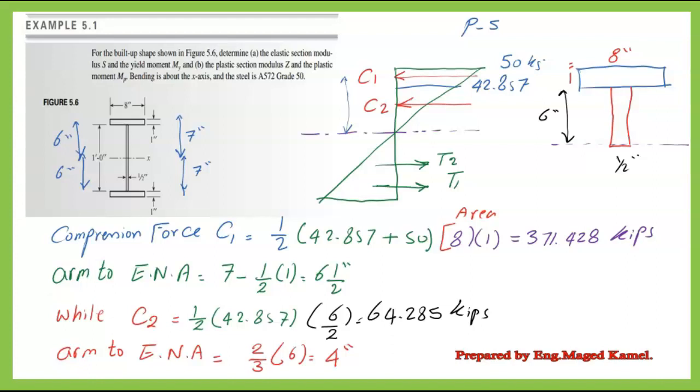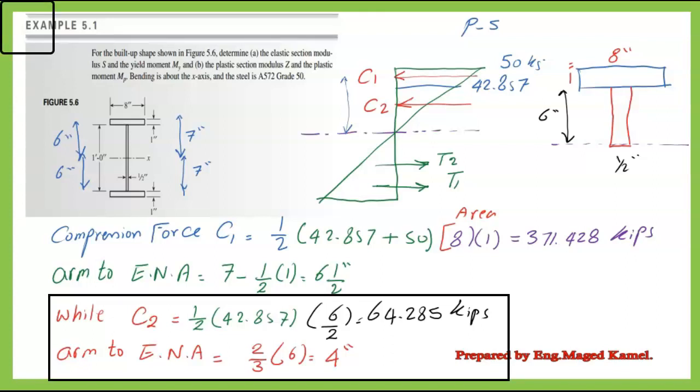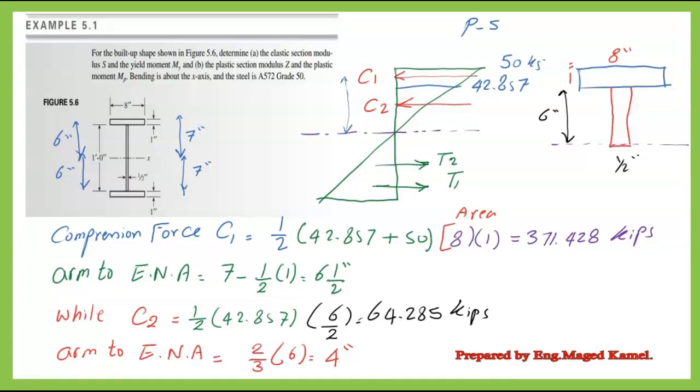Similarly, we can estimate the value of the force C2 by multiplying the average stress, which is equal to 1/2 of 42.857, by the area, which is equal to 3 inches square. The final value of C2 equals 64.285 kips. The distance from the C2 force to the elastic neutral axis is 4 inches.